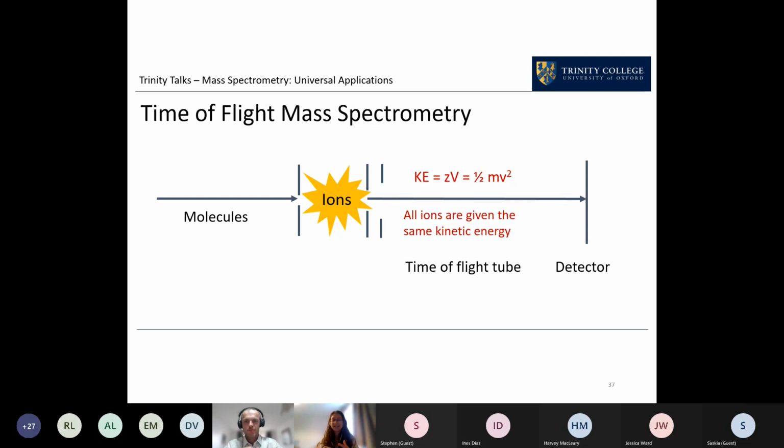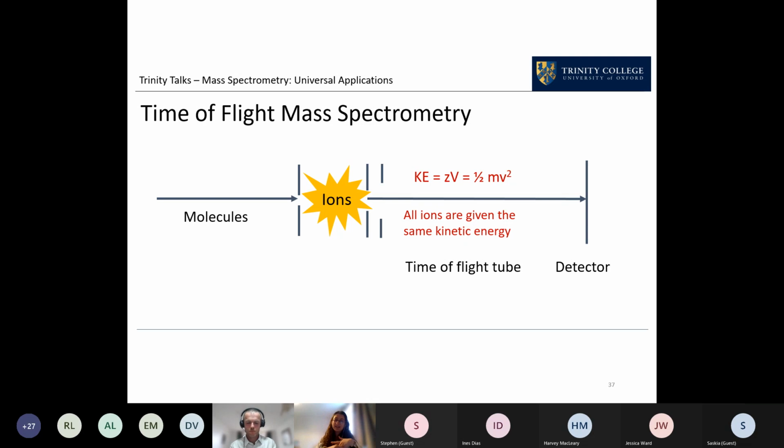Very simple technique. And the key thing is that when you have a positive ion and an electrode with a fixed voltage, all of the ions with the same charge get the same kinetic energy. So that's this equation I've given you. KE is kinetic energy, and little z is the charge, so +1, +2, etc. And big V is the voltage on the plate. So all molecules with the same charge get the same kinetic energy. And if you can remember from your physics, kinetic energy is related to mass and velocity by half mv squared.